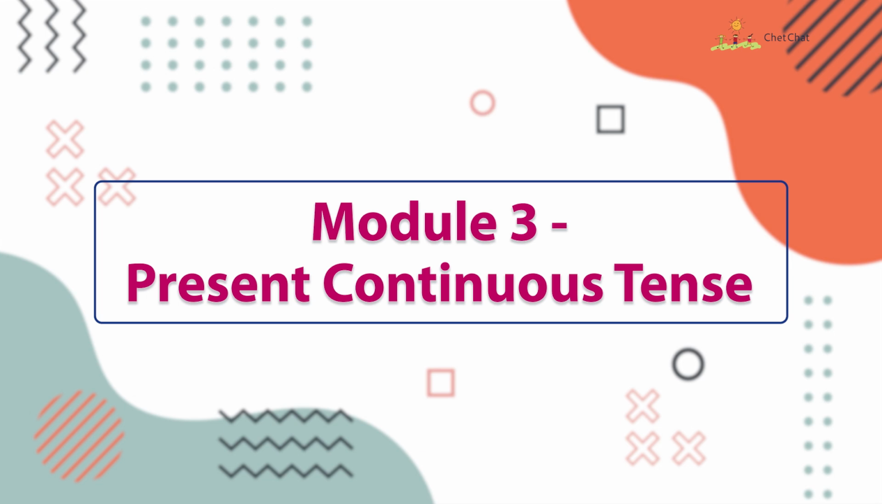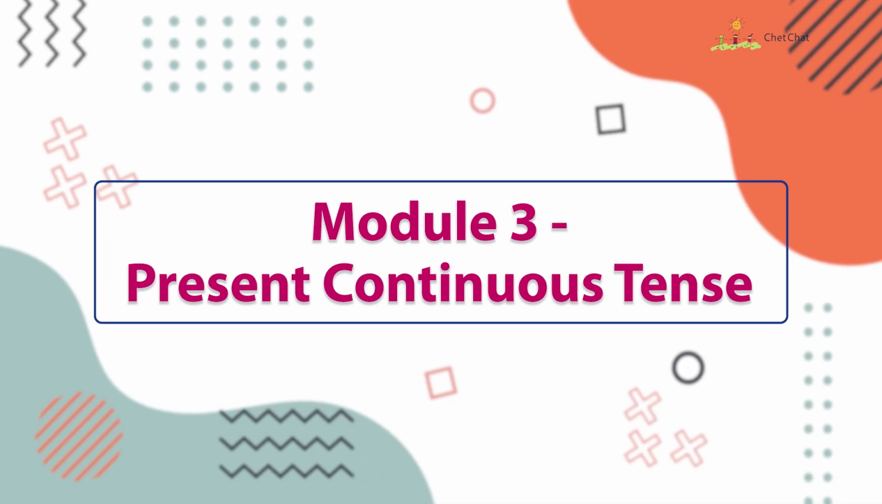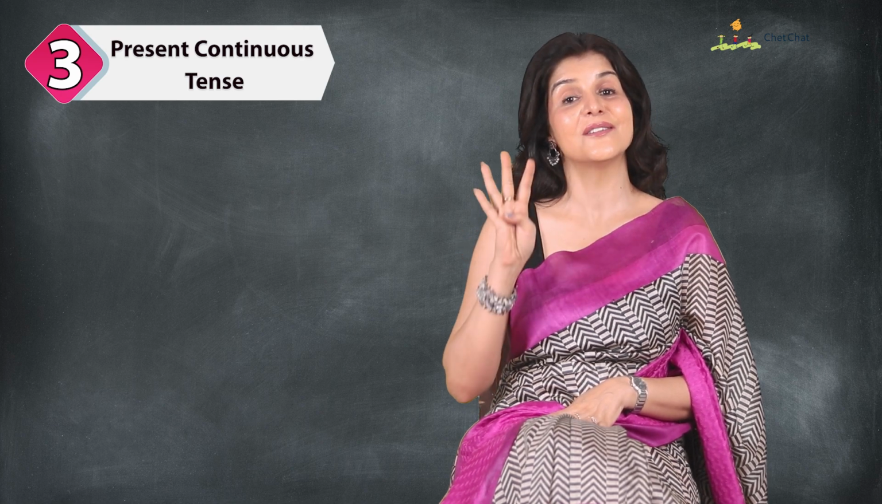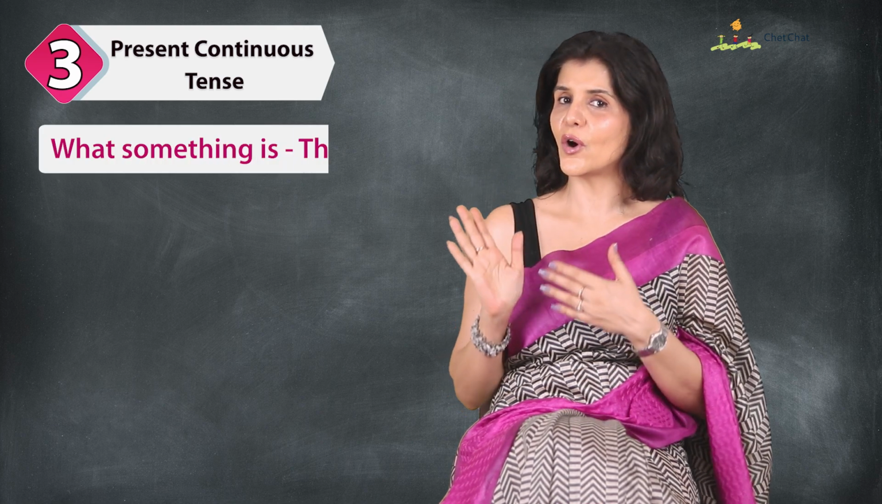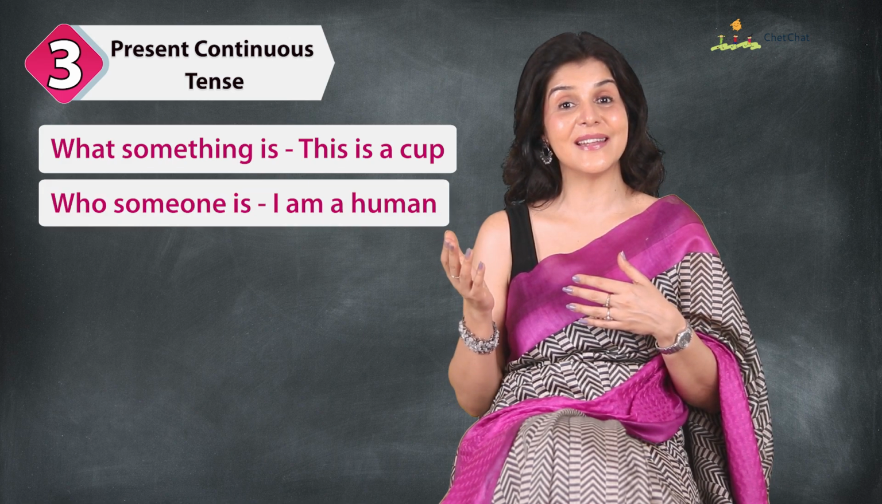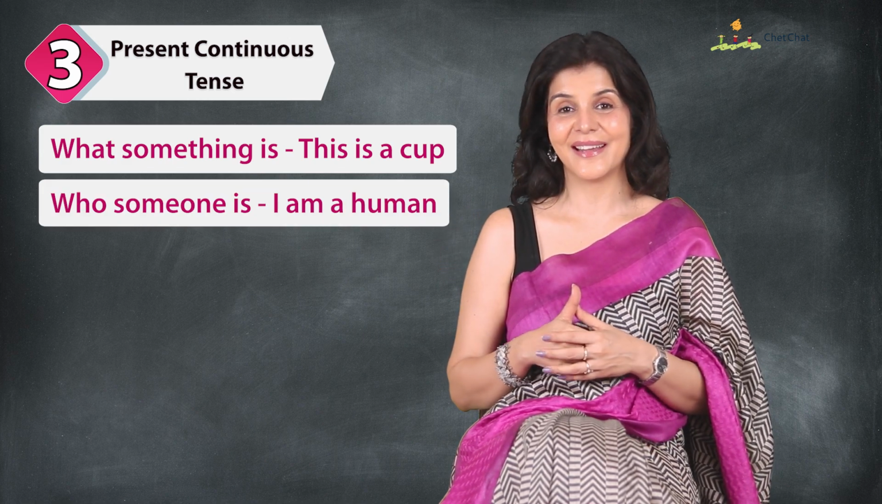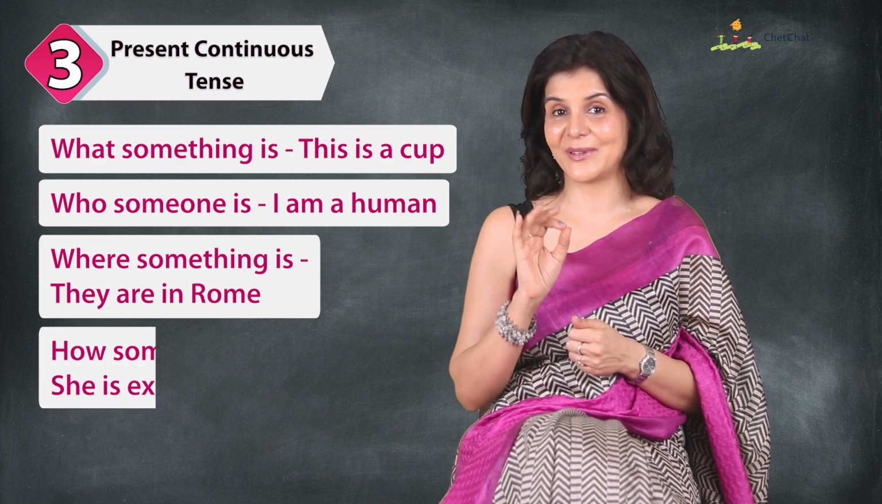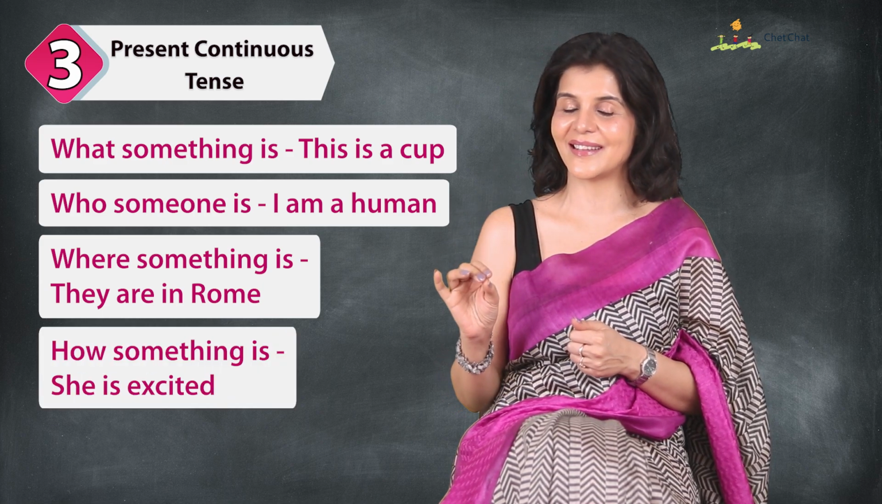Now for module 3, which is the present continuous tense. Up till now we saw that is, am, are told us 4 different things. What something is: this is a cup. Who someone is: I am a human. Where something is: they are in Rome. And how something is: she is excited.